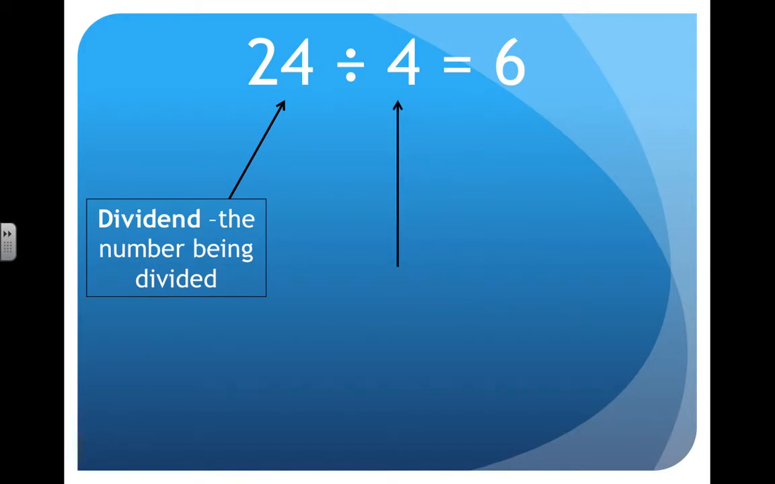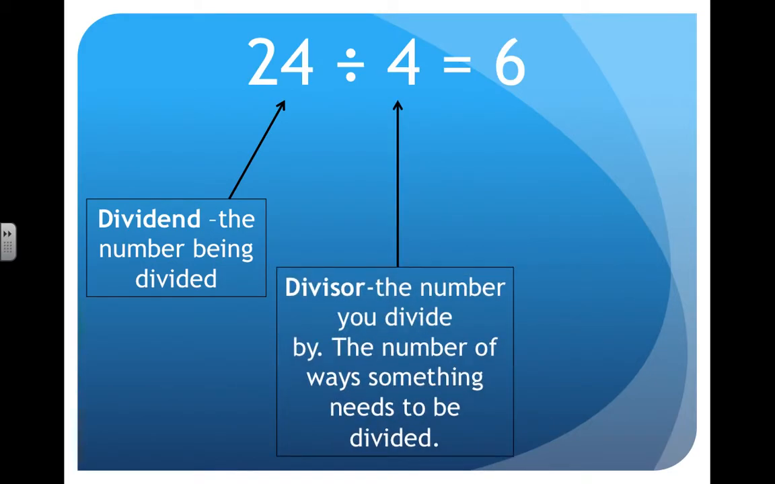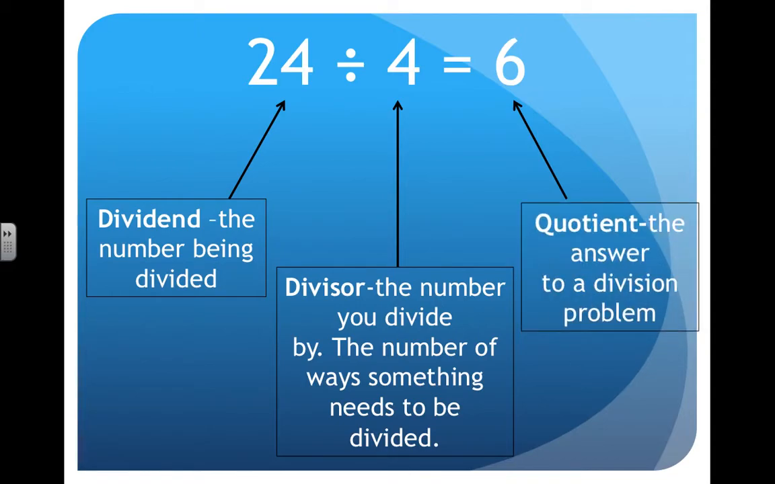In this equation, 24 divided by 4 equals 6. The 4 is the divisor. The divisor is the number you divide by, the number of ways something needs to be divided, like equal groups or rows. And last, the 6 is the quotient. The quotient is the answer to a division problem.